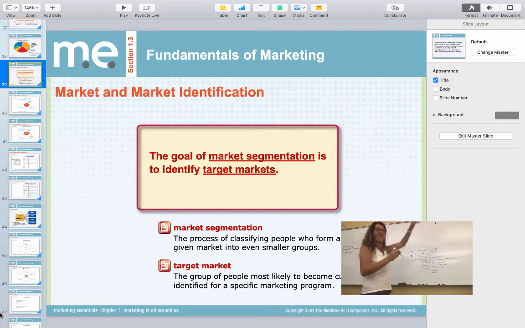So just like a dart, if I were going to throw a dart at the board, I'm going to aim it right for that bullseye. And if I hit that bullseye, it means I did great, okay? So same thing with businesses. You're trying to aim everything that you do at that very specific grouping of people, okay?